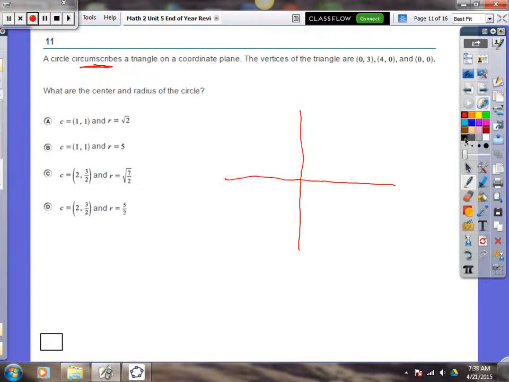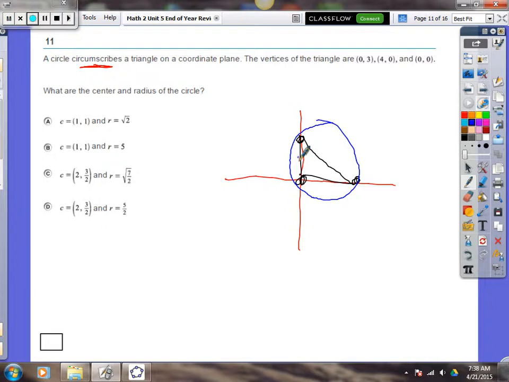On your coordinate plane, if you've got a vertex at 0, 3, so 0 up 3, there's a dot. Over 4, 0, there's a dot. And then 0, 0, so your triangle looks kind of like this. Now if a circle circumscribes it, what that means is we're going to put a circle that touches all 3 vertices. So this triangle is going to fit right inside the circle, and each of the vertices is going to lie on the perimeter of the circle.